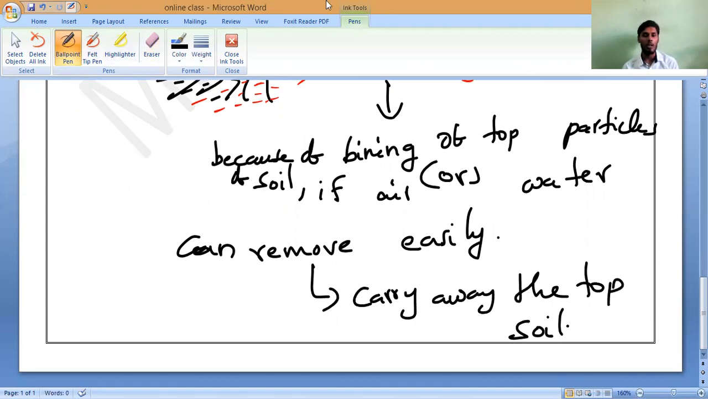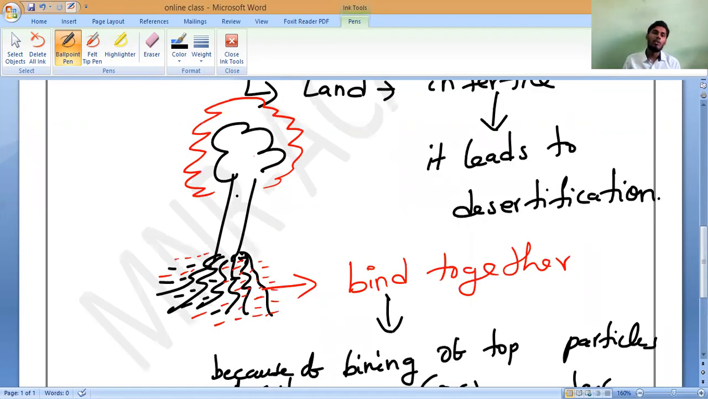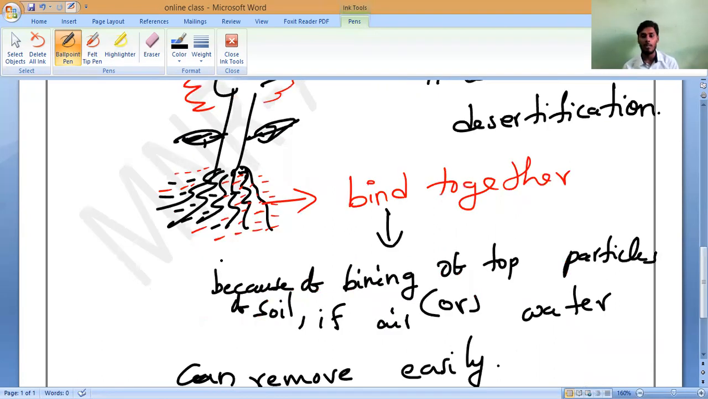Do you understand, Johan? Are you there in the meeting or not? Yes, sir. So this is the disadvantage. If the trees are not there, then the topsoil, which is very fertile in nature, is not bound tightly by the plants. So when the air blows, what will happen? These particles will all fly away. Or when water flows, like a stream, all the particles will flow away.